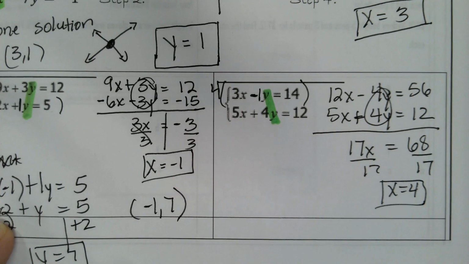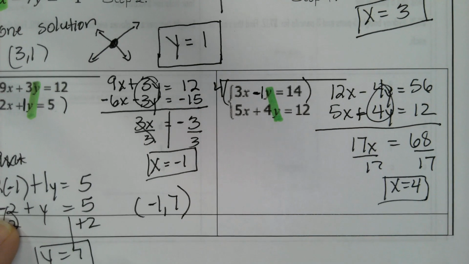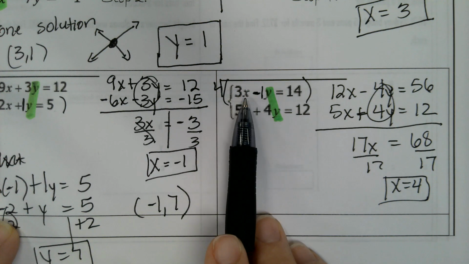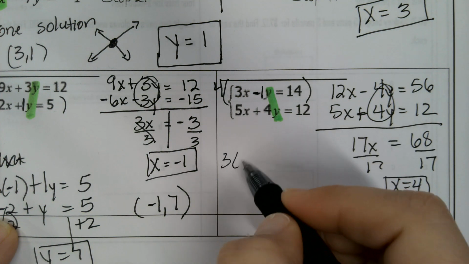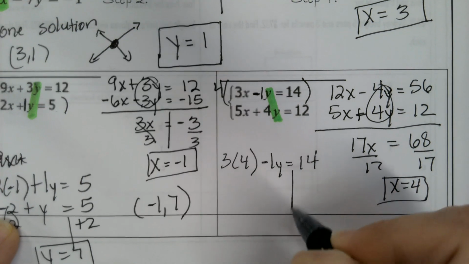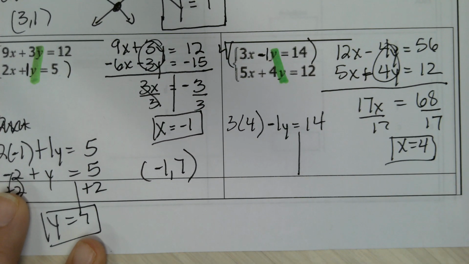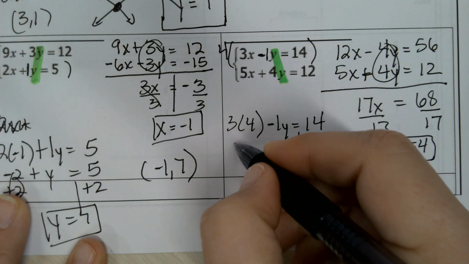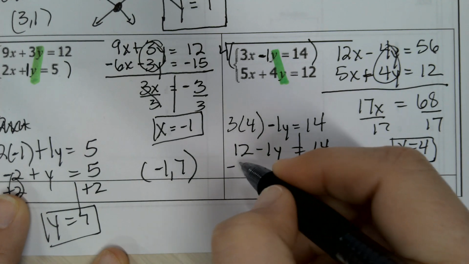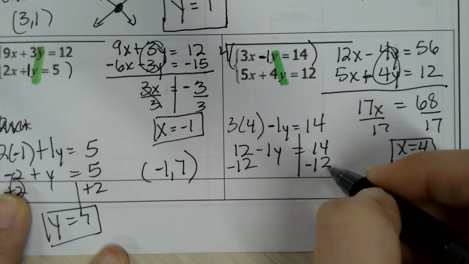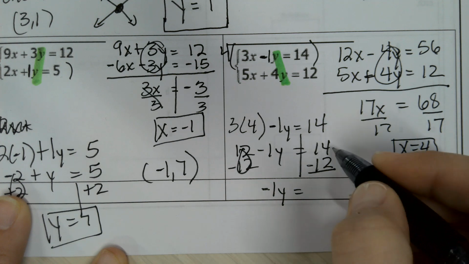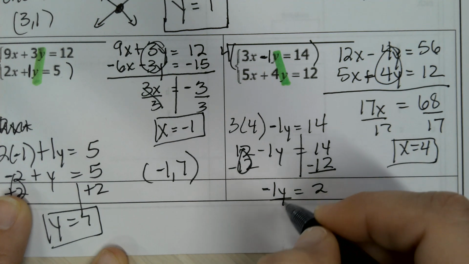And then we're going to use 4 to find y. So I'm going to go to an original equation here. So 3 times 4 minus 1y equals 14. And now we're solving for y. So 12 minus 1y equals 14. We're going to subtract the 12 over. That zeroes out. I've got negative 1y equals 2. And then divide by negative 1.